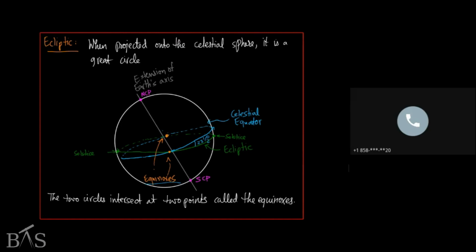The one that comes in March is called the vernal equinox. And when the sun is in the other one in September, that's called the autumnal equinox. The two points where there is this maximum separation between these two circles are called the solstices. One of them is the summer solstice, the other is the winter solstice. When the sun is at those points, we call them solstices.